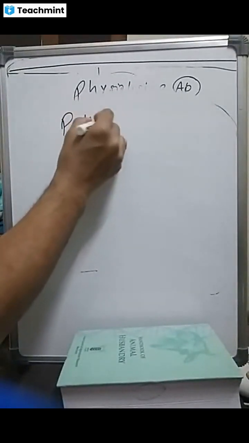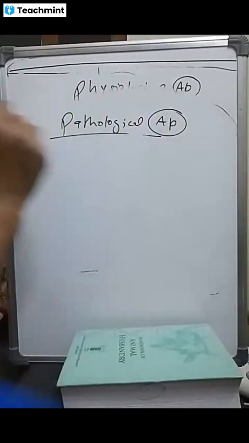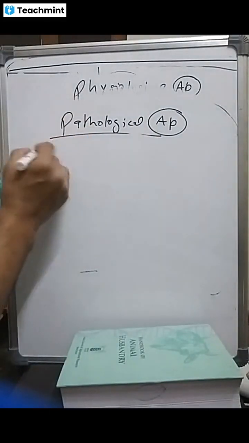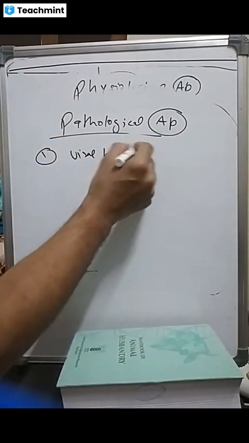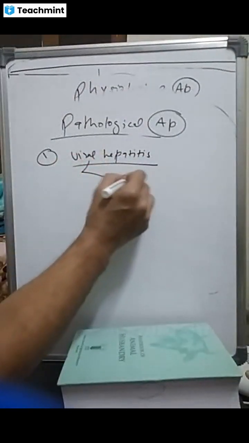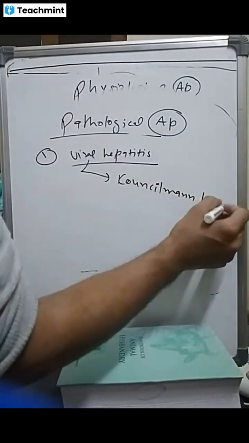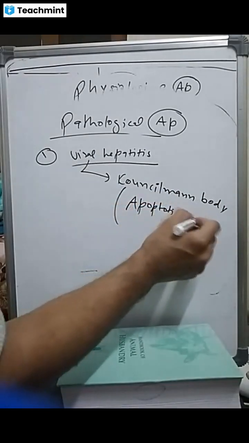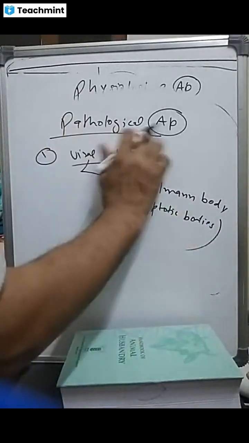Next is pathological apoptosis. Number 1, viral hepatitis. There are something called councilman bodies, which are nothing but apoptotic bodies. These are present. That is pathological.